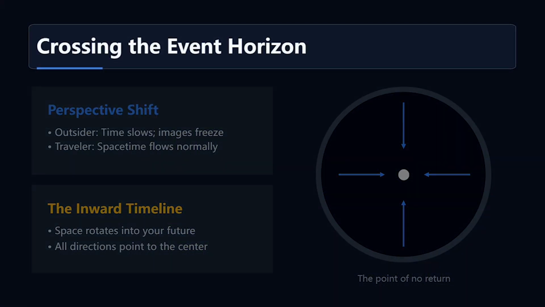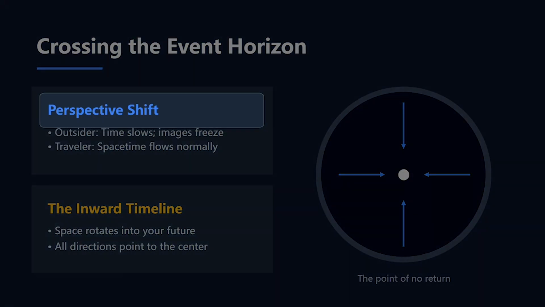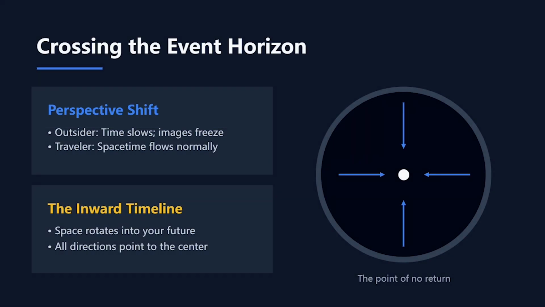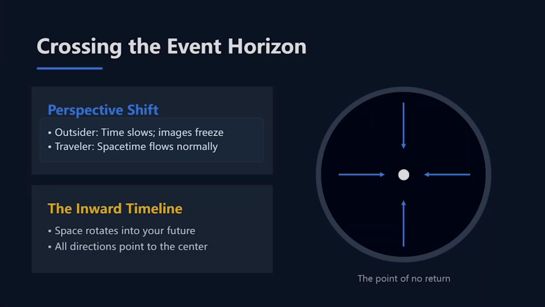Now that we've examined the structural anatomy of a black hole, we come to the most profound moment of the journey, crossing the event horizon. As we saw in the previous pages, this represents the ultimate boundary of our observable universe. One of the most mind-bending aspects of this crossing is the perspective shift. What you see depends entirely on whether you are the one falling in or the one watching from a safe distance. If I were watching you from outside, I would see your clock slow down until you seem to freeze forever at the edge. But for you, the traveler, the experience is quite different.